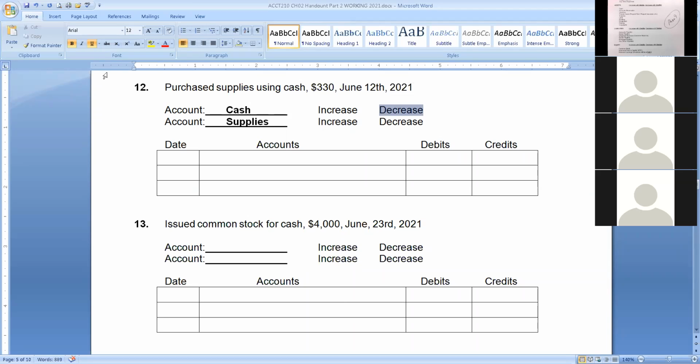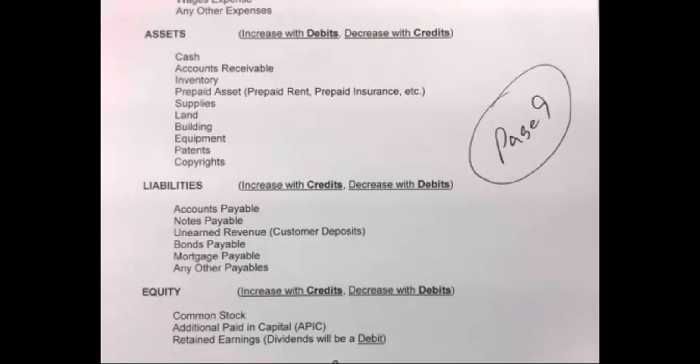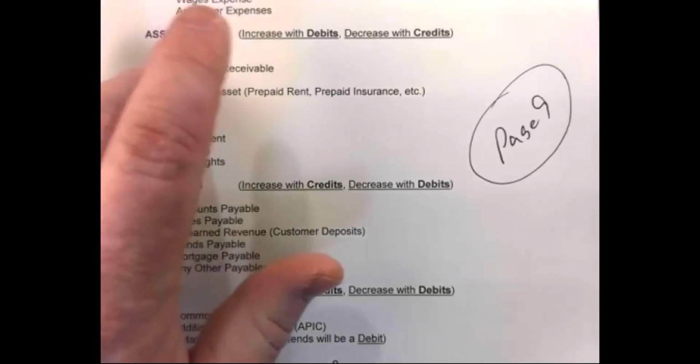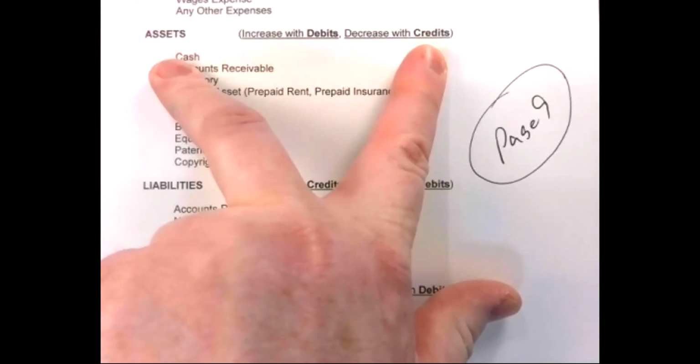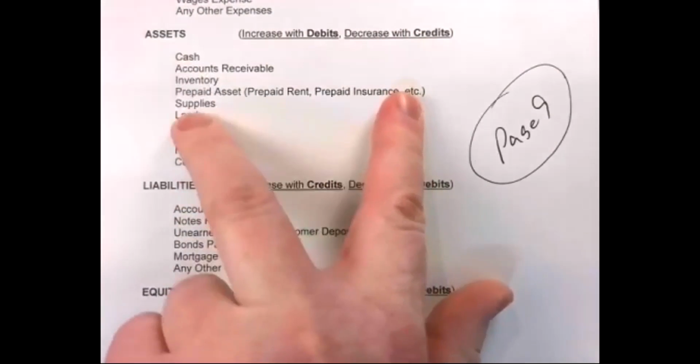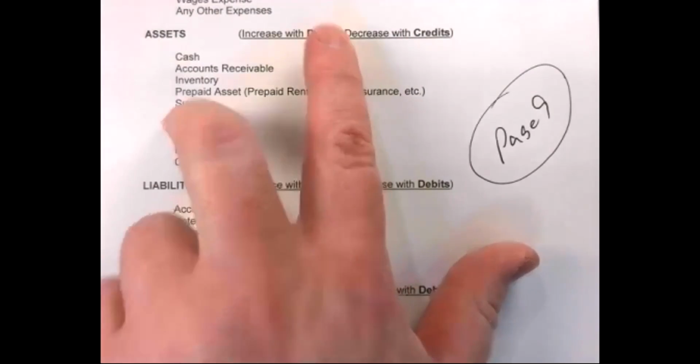So cash is going down, and supplies are going up. These are both assets. So if you have more of one, less of the other, it still balances. But let's go to our table. And we have cash. It's going down, so it'll be a credit. And supplies is going up, so it'll be a debit.